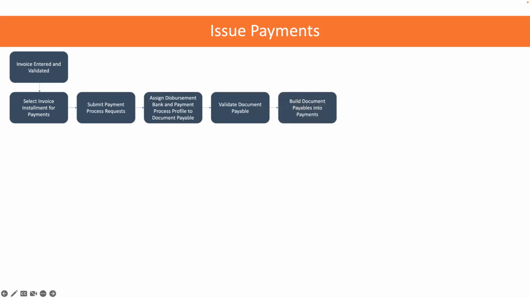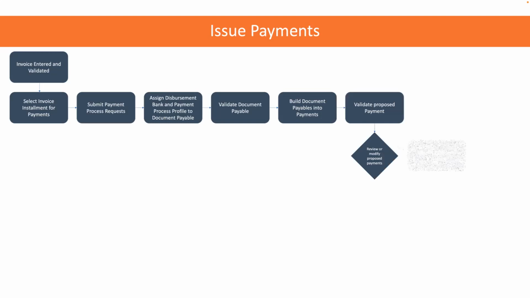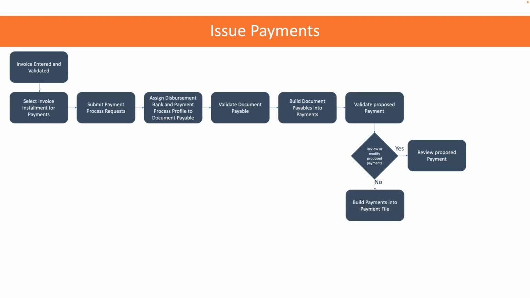Then it goes on to build the files into payments, and then validates the proposed payment. At that point, it will view or modify the payments. From there, if it's okay, you can go in and do the review. If you don't want to review, then it just goes straight to build.